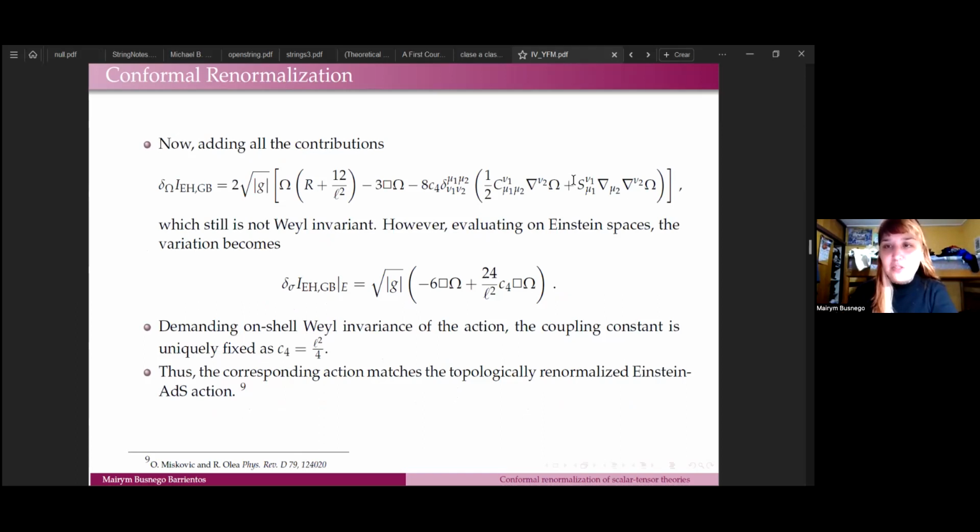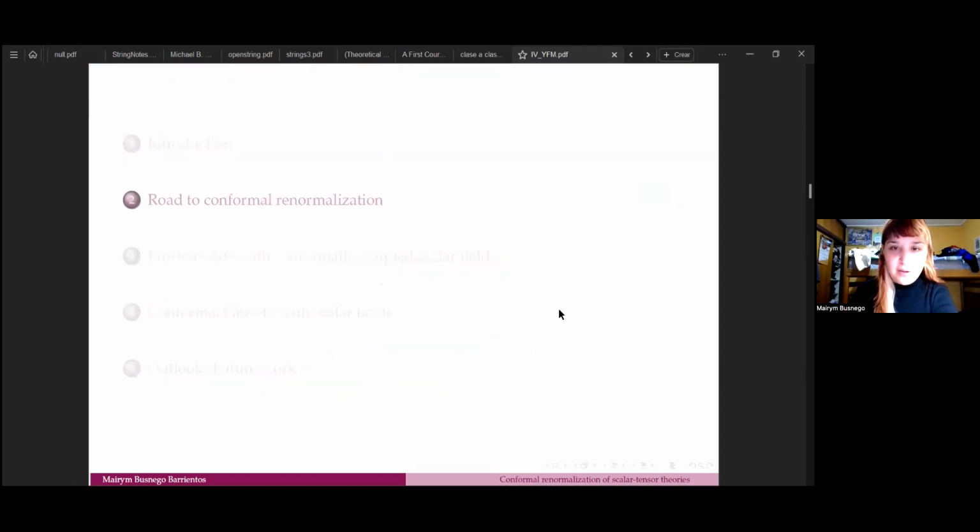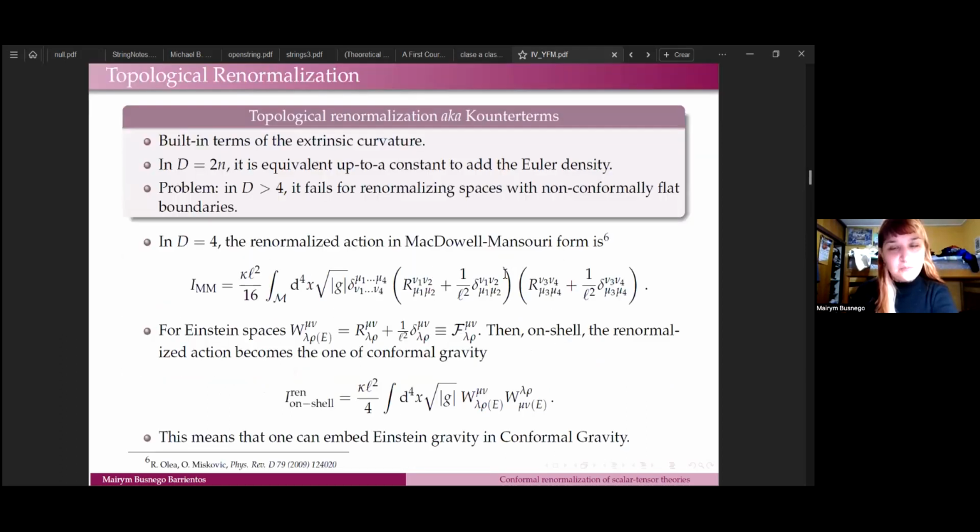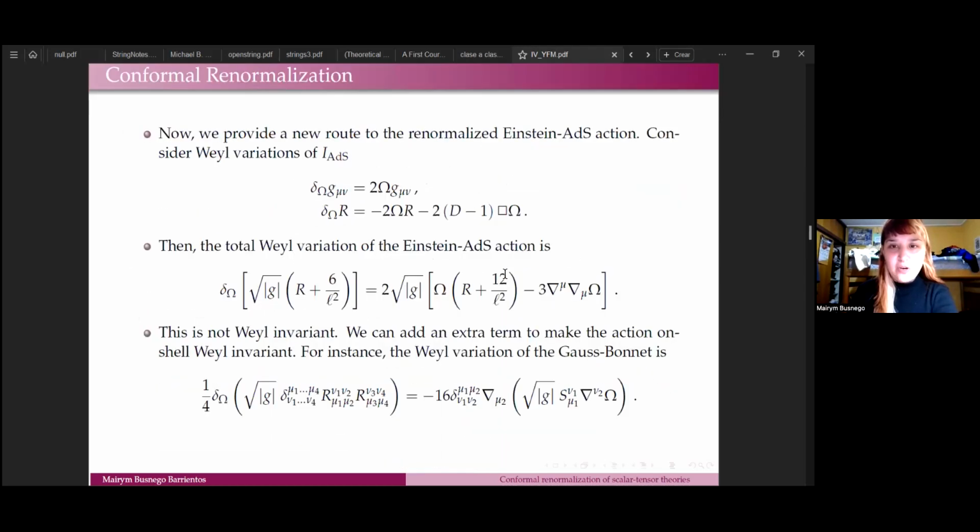However, if we evaluate this on Einstein spaces, the action variation will become this, and if we demand on-shell Weyl invariance, we will need this to be 0. So we can fix the C4 as L squared over 4, and then this will be Weyl invariant. And this also corresponds to the action that matches the topologically renormalized Einstein-AdS action. That was the action that I showed you before, written in the MacDowell-Mansouri form. That is this. So again, we have some relation between conformal symmetry, renormalization, and AdS spacetime.